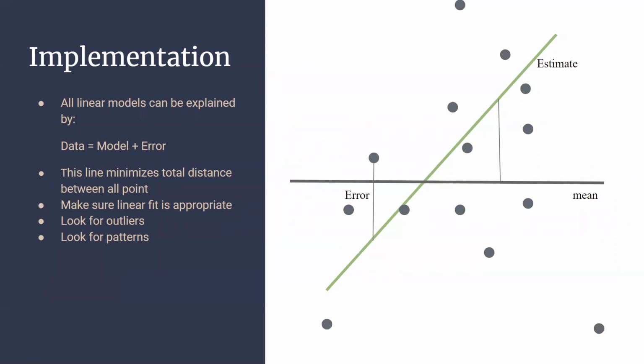This green line is the line of best fit. This means that the total distance from all points is minimized by this line. The error of this model is shown by the distance from any point to the linear regression line.